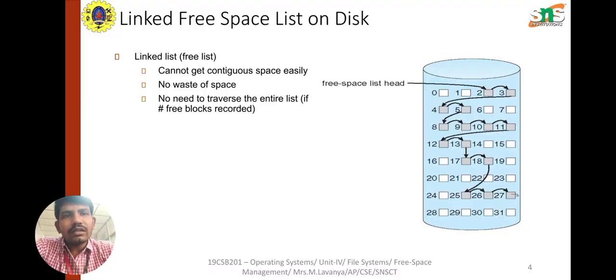Next, the linked free space list on disk. With a linked list, we cannot easily get contiguous space, because it is used for different types of files. But there is no waste of space. The free space list is headed by a pointer, so there is no need to traverse the entire list if free blocks are recorded.